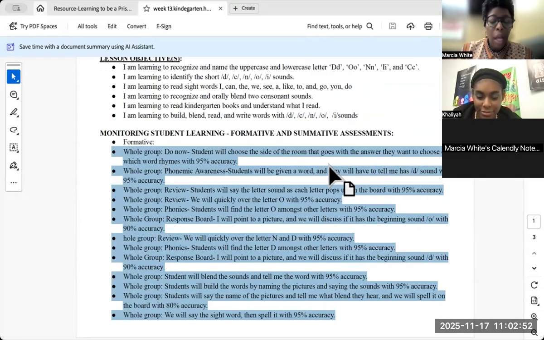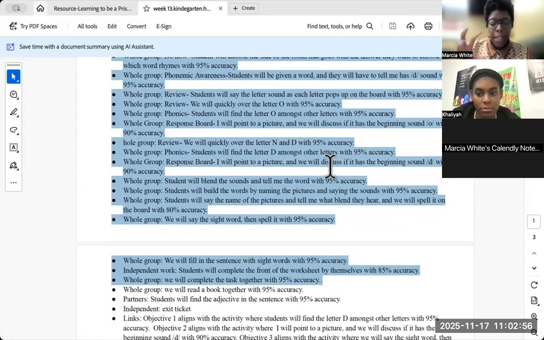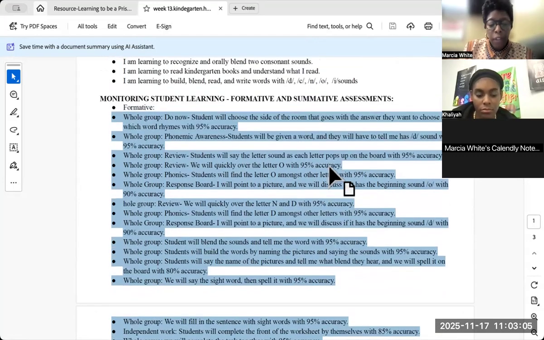Okay, so you have a number of formative assessments. Yes. Okay, and it's important to assess because you want to make sure that students are with you as you're progressing through the lesson. Okay, so let's just talk about all of these that I've highlighted.